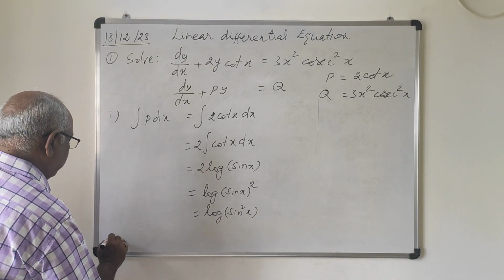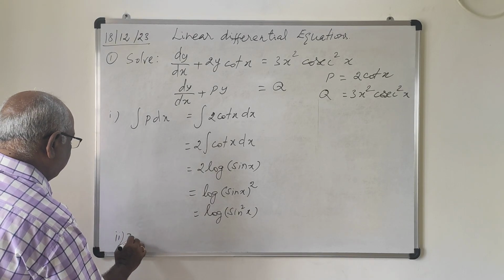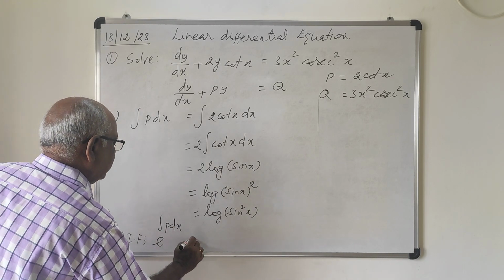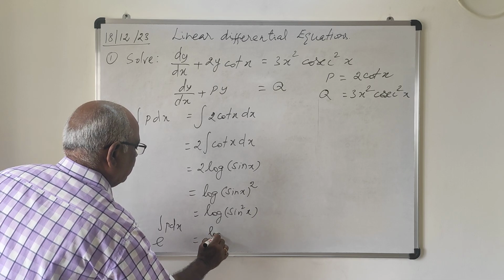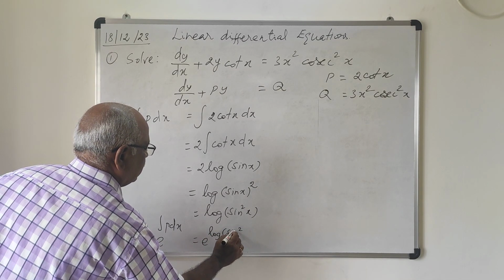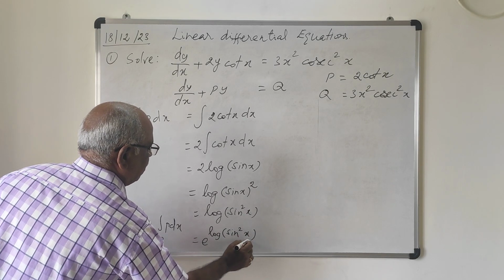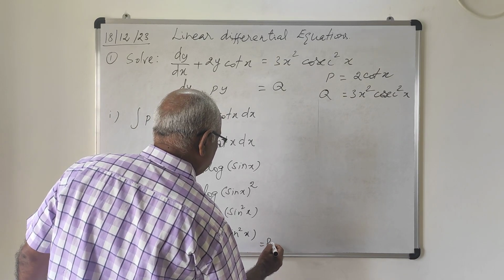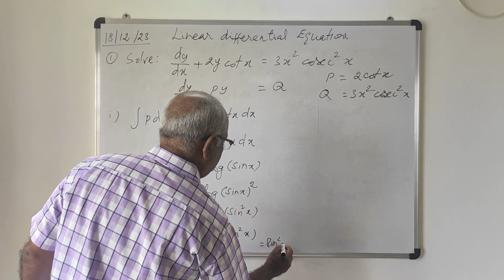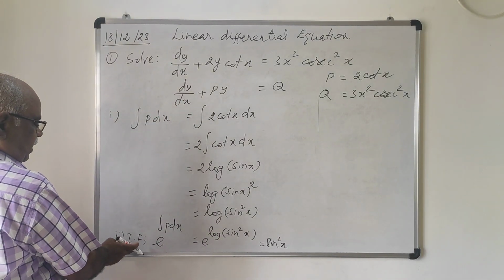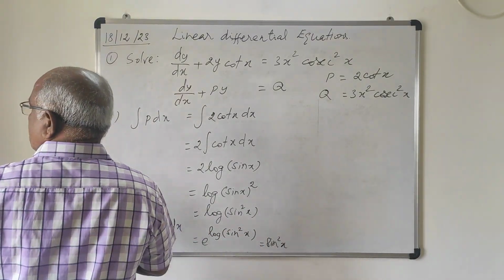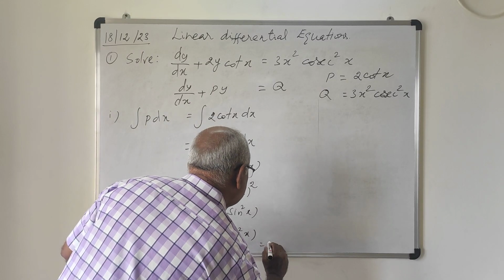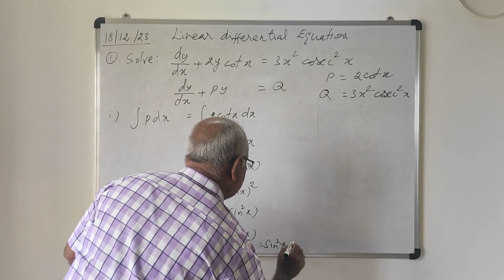Our next step is to find out the integrating factor. Integrating factor is e power integral p dx, that is equal to e power log of sin square x. Exponential and logarithm are reciprocal functions, so you will get only sin square x. So the integrating factor is sin square x. So we have determined the second step also.